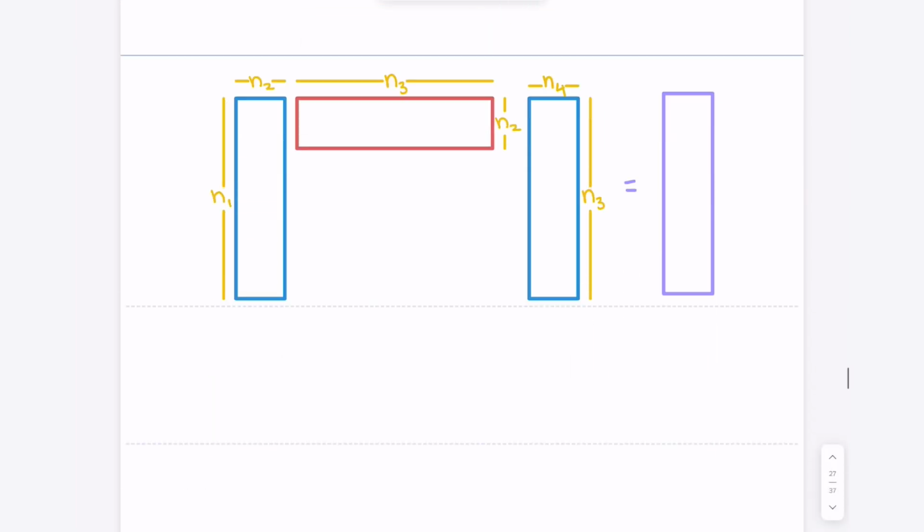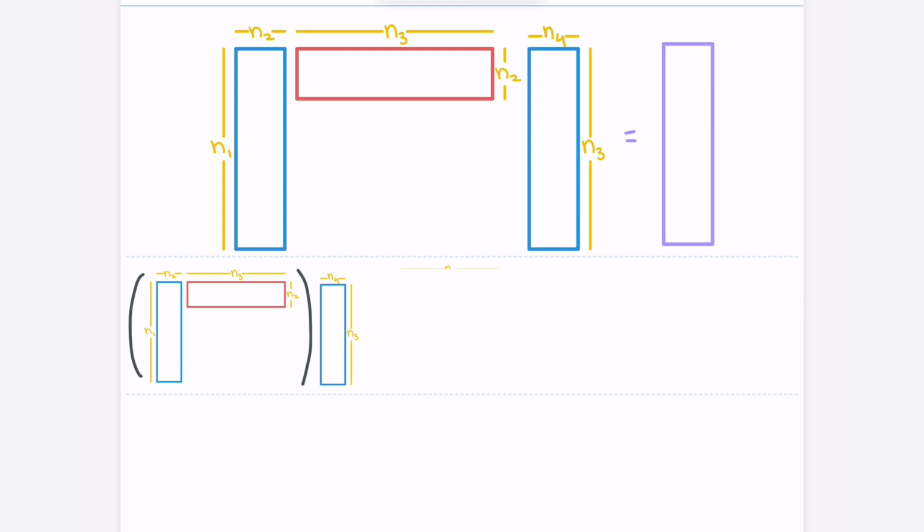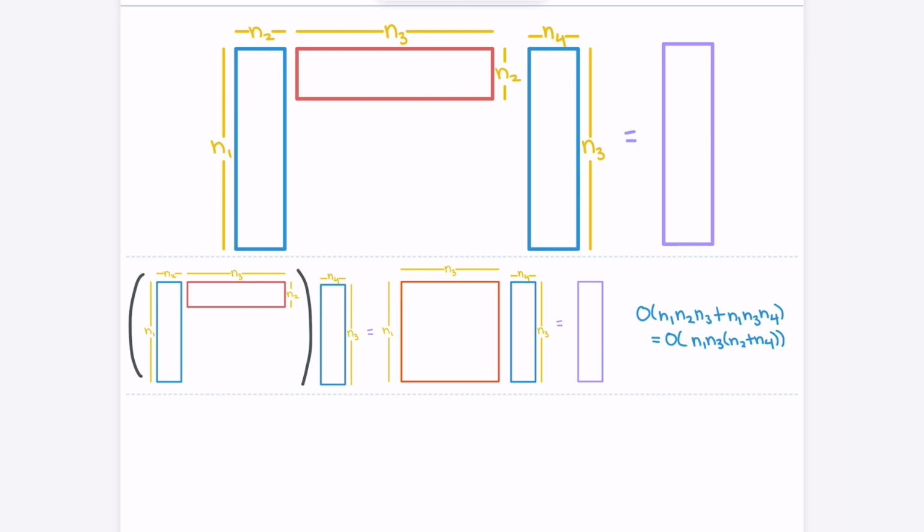The second two? Okay, let's see. So first, if I multiply the first two together, that's going to give me something like this. The first two, the outer dimensions, will give me this big square, and the third matrix remains. And so that'll give me N1 N2 N3 plus N1 N3 N4 from the second one. That'll give you this quantity.